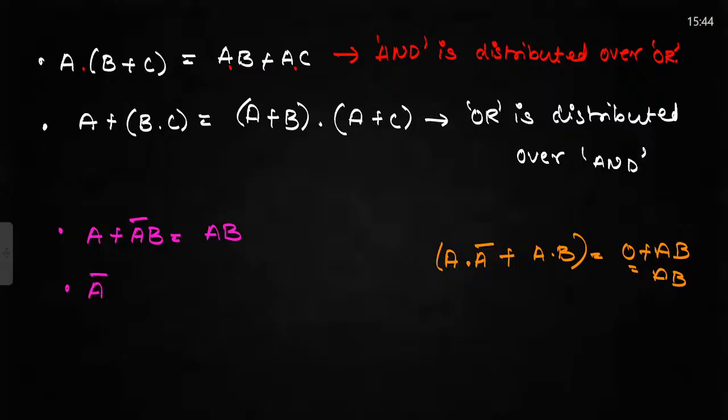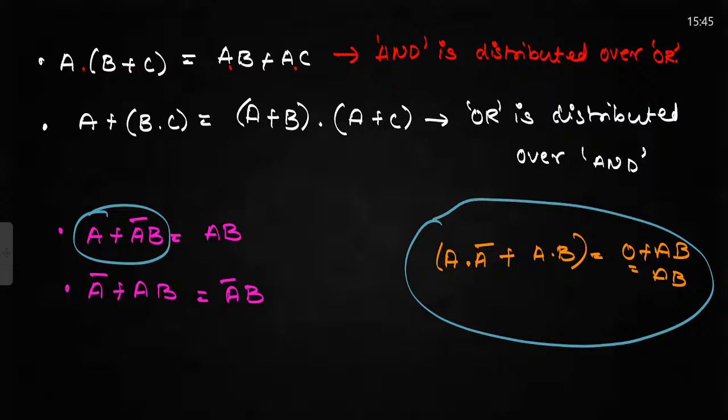Now I am having A bar plus AB. Then I will have A bar B. Now when we observe carefully here, my A is being replicated and my A bar is being eliminated. So here also I am getting my A bar, and my A is being eliminated. So that is one thing that you need to observe. If you are observing this type of equation while performing simplification of problems, you don't need to write this every time. You can simply write A plus A bar B is equal to AB.